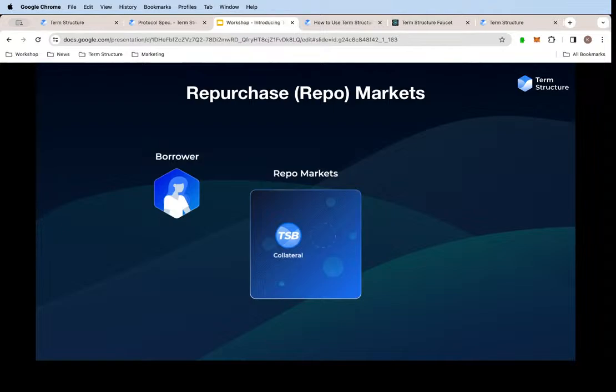And now we're going to move on to repurchase, short for repo markets. And this is a GIF, and please take a look.